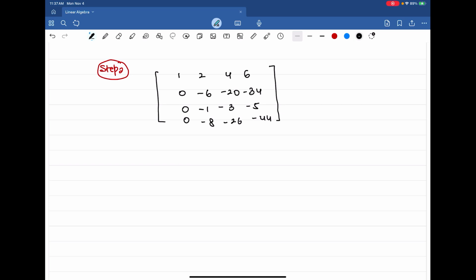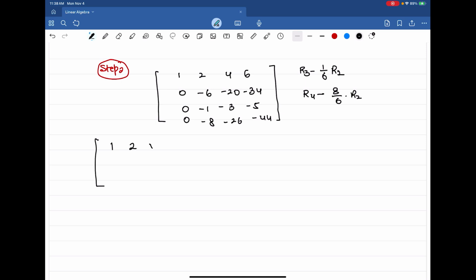Now, to make minus 1 and minus 8 as 0, what we have to do? By operating with minus 6, we have to deduct from R3 minus 1 by 6 R2. Do you agree? Next is, for making minus 8 as 0, R4 minus 8 by 6 R2. Let us see, operate this in the step 2. What will be the result?